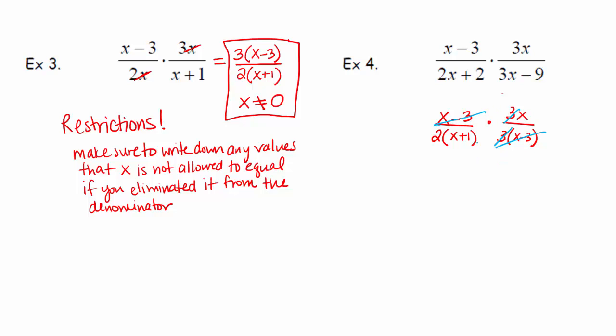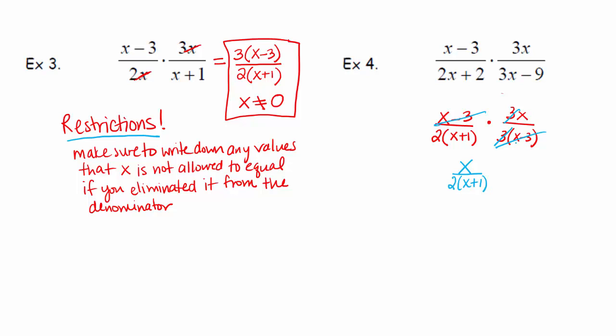So I am left with an x in the numerator and a 2 times x plus 1 in the denominator. I guess we could redistribute that too if we wanted to. There's no need. But don't forget about this part. We need those restrictions. So is there anything that we crossed out that was in the denominator? This 3 got crossed out, but 3 isn't a variable. 3 can't equal 0. I don't need to write anything about that.